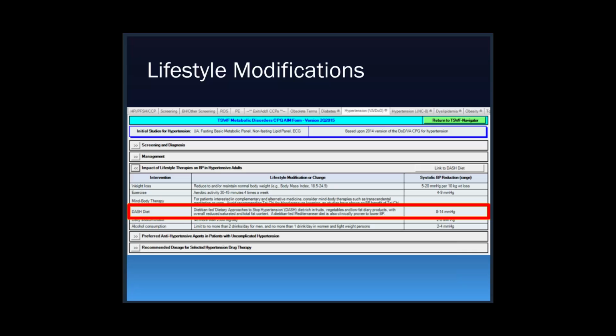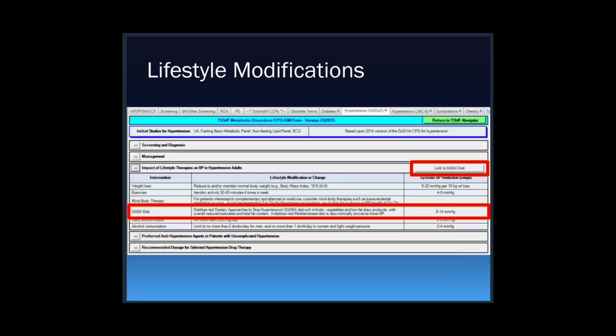However, it's important to note that they specifically recommend a dietitian-led DASH diet and not simply giving the patient a handout on it. Of course, this depends on your local resources being available and able to support these kind of referrals. We do have a link to more information about the DASH diet if you don't have the ability to easily refer your patients to a dietitian.